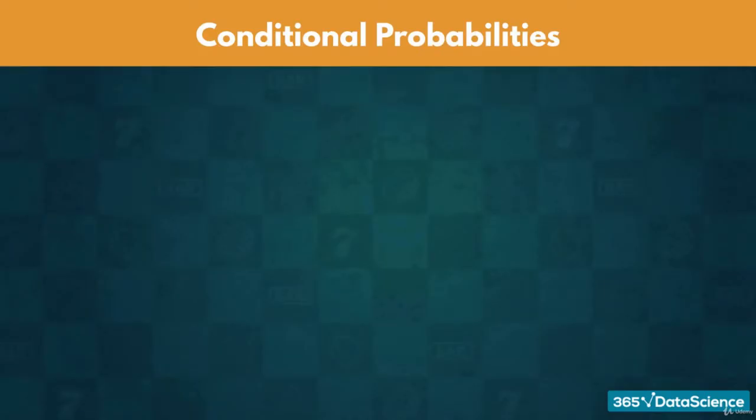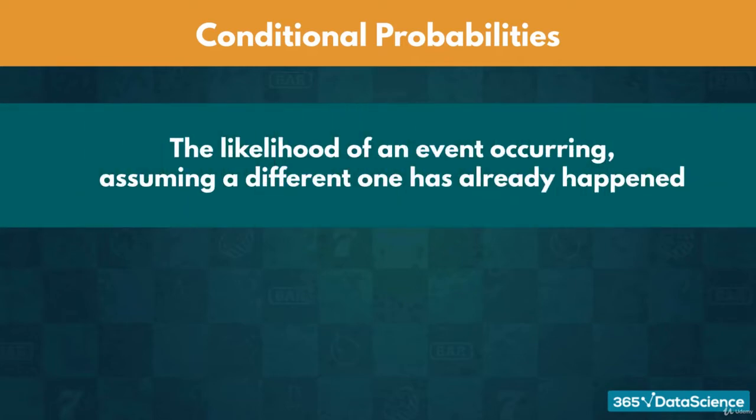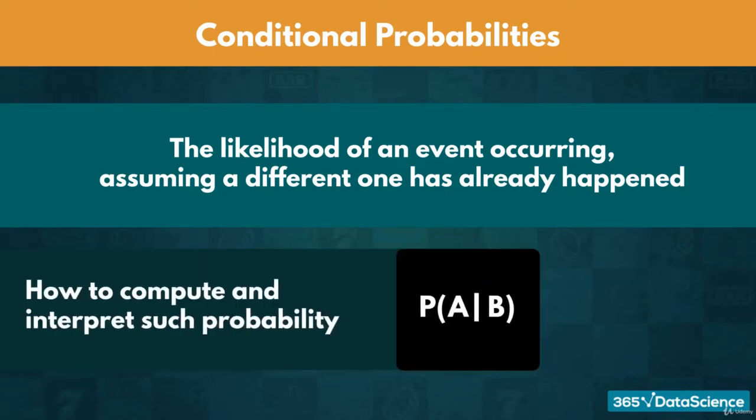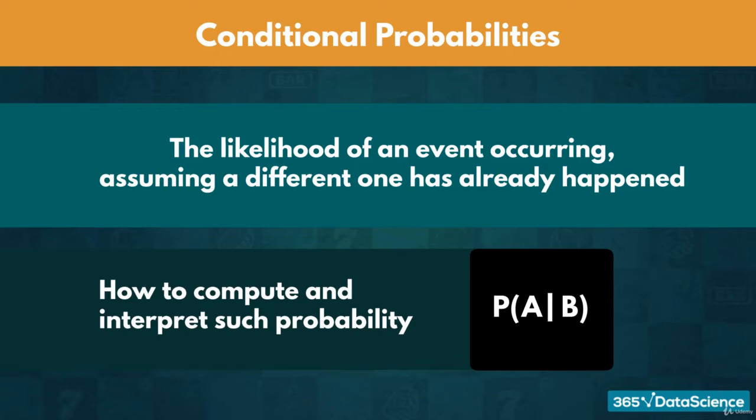Welcome back, everyone. So far, we have only mentioned the term conditional probability without properly explaining what it is. Conditional probability is the likelihood of an event occurring, assuming a different one has already happened. In this lecture, we are going to show you how to compute and interpret such probability.